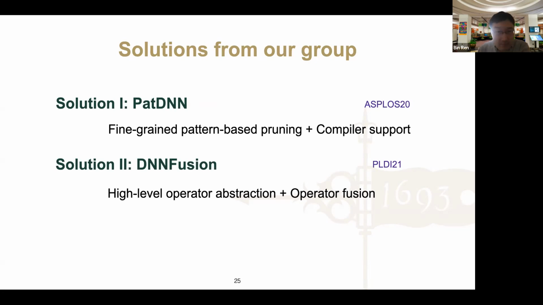So probably you ask, is there any method to achieve good execution performance but still not change the model? It's possible. This is our second work, which is DNNFusion. In DNNFusion, we leverage a pure compiler technique to optimize the computational graph by an advanced operator fusion technique.